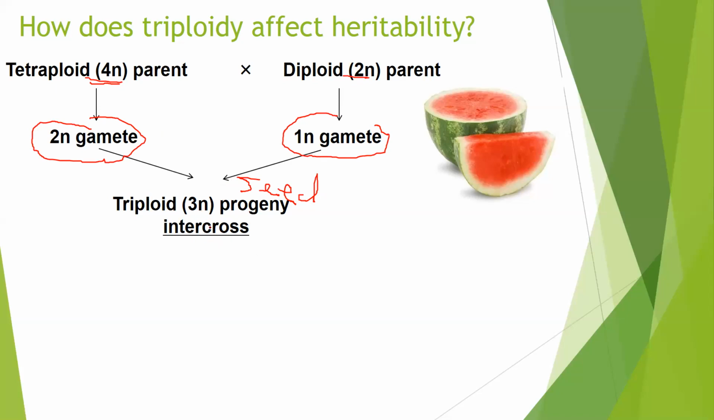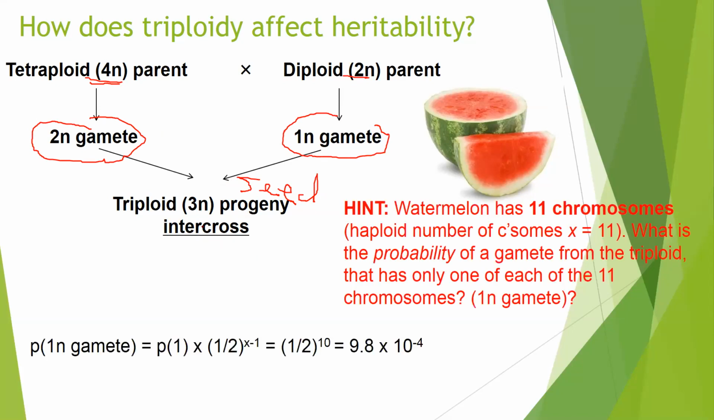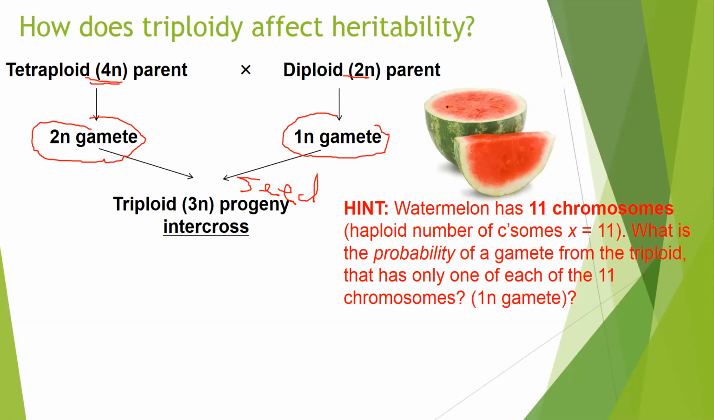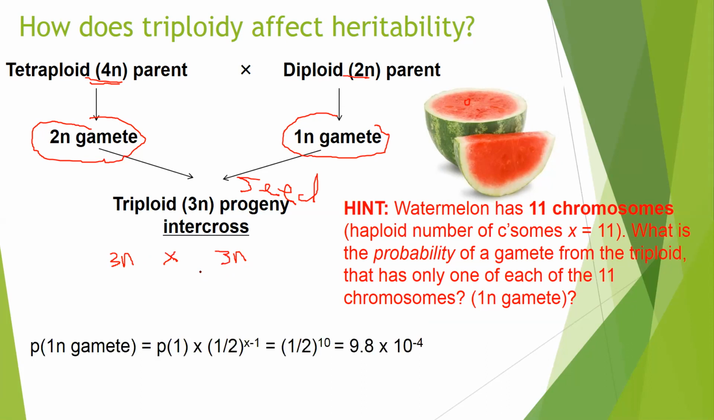Now, if we grow these 3N seeds into plants, the watermelon, and we intercross this triploid, the 3N watermelon, let's see what happens here. You're going to see the watermelon without seeds, the seedless. Why is that? All right, let's look at it. We have a first parent that is 3N, and the second parent is 3N. If the cross between these two 3N parents can produce seeds, this is one possibility.